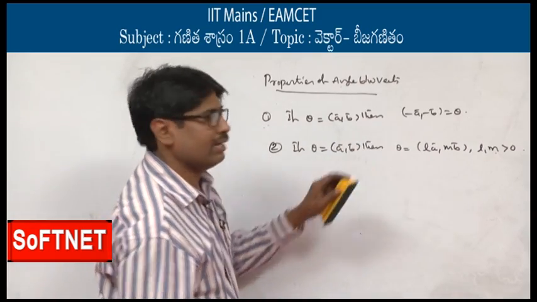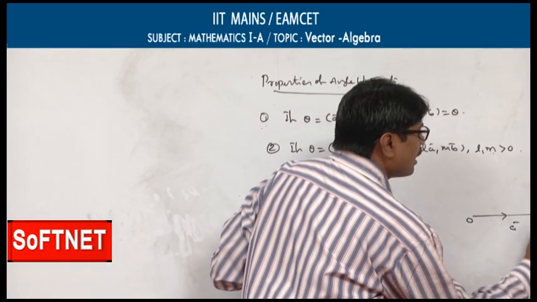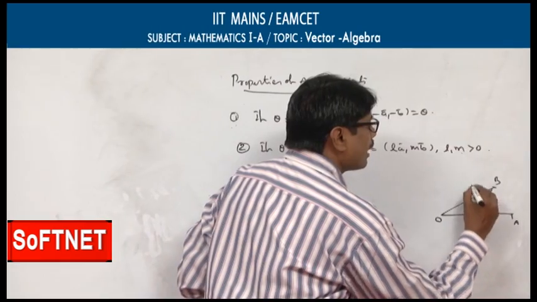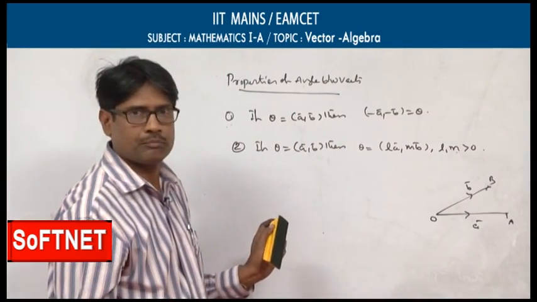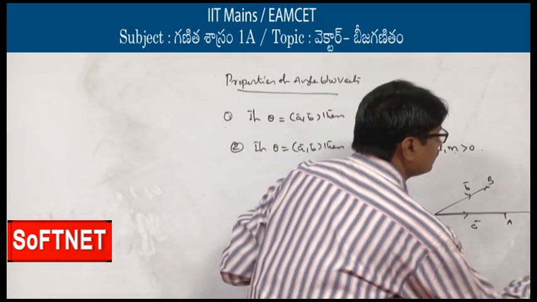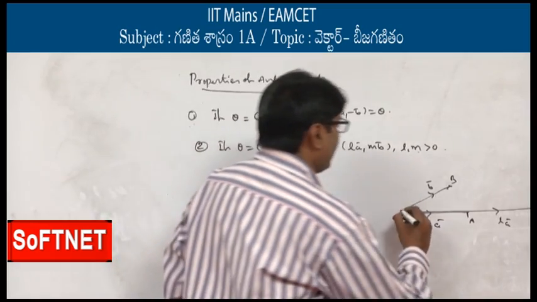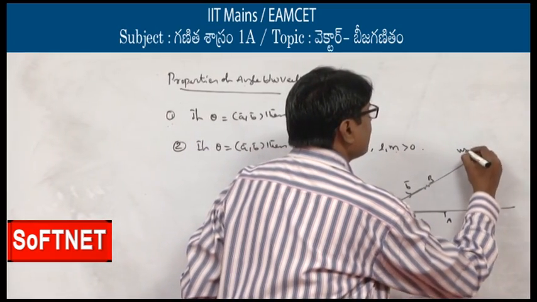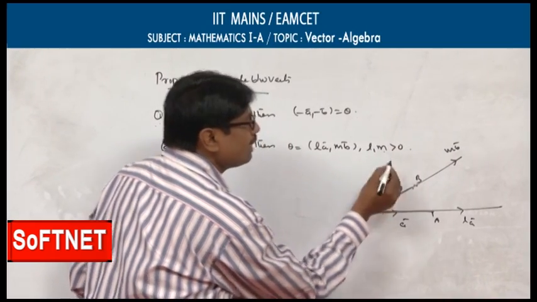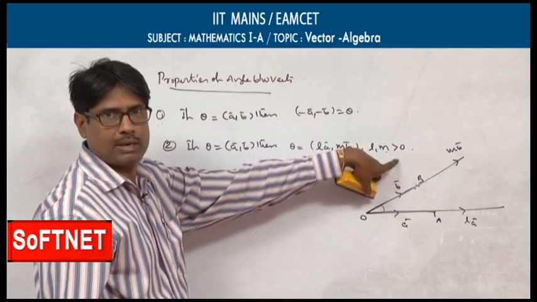For example, OA bar is equal to A bar and OB bar is equal to B bar, two coinitial vectors. Their lengths increase in the same direction: LA bar, an extended vector of A bar, and MB bar, an extended vector of B bar. Then the angle between A bar and B bar and the angle between LA bar and MB bar will be the same, provided L and M are positive real numbers.